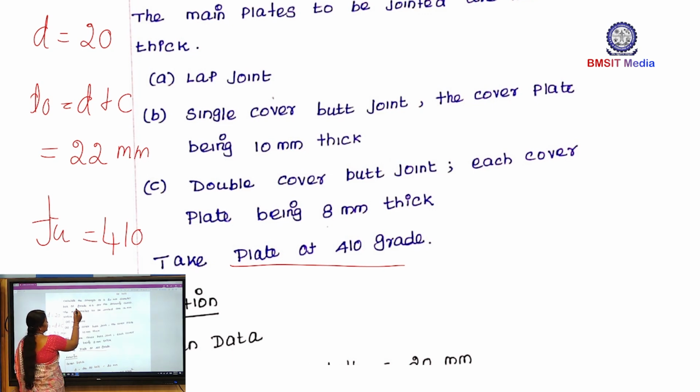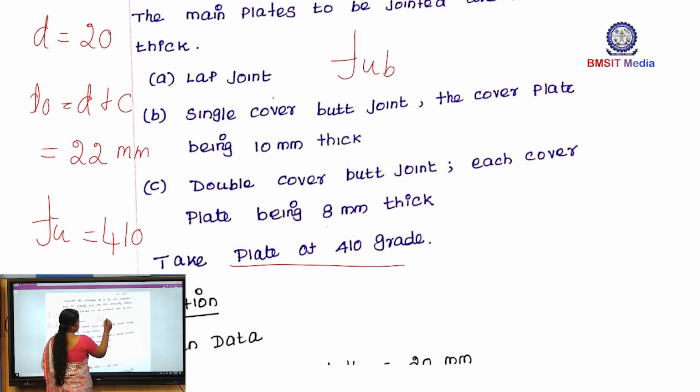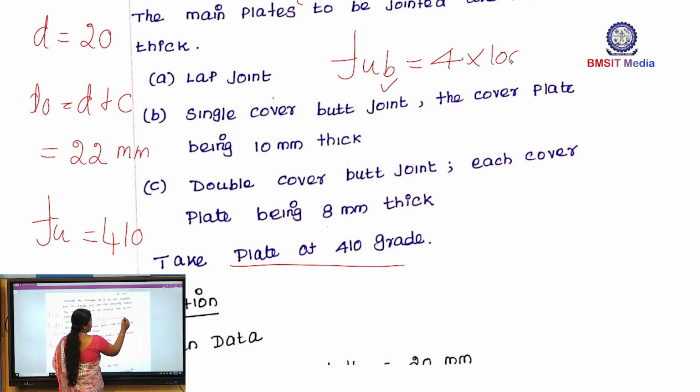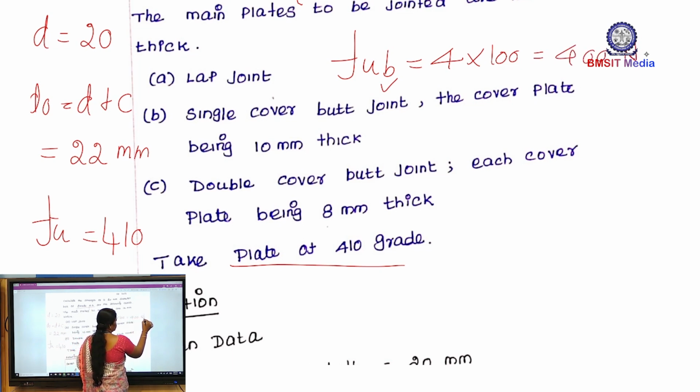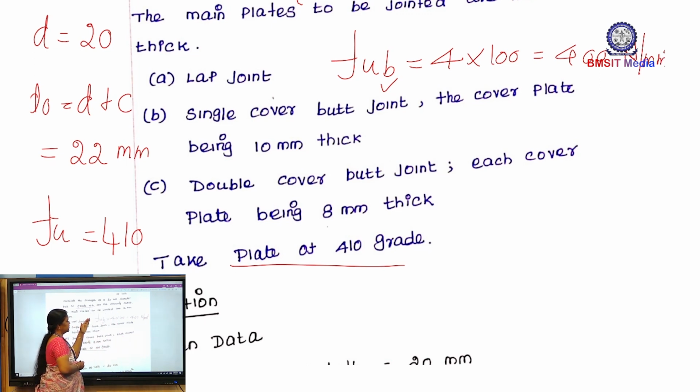Now coming to grade 4.6. What is grade 4.6? This is the bolt grade, the grade of the bolt material. Here we want only FUB, the ultimate tensile strength of the bolt. The first term is 4, multiplied by 100 gives 400, so 400 Newton per mm square. This is the ultimate tensile strength of the bolt. So these are all the given data.